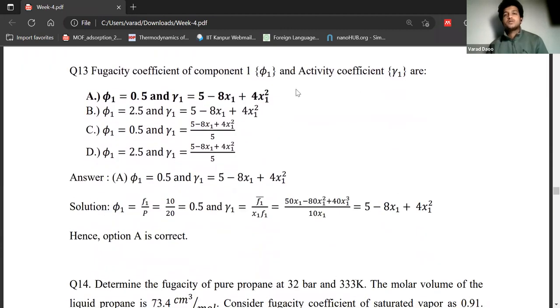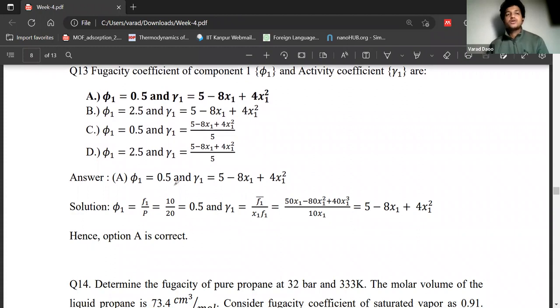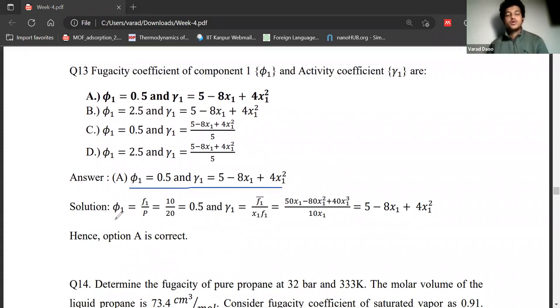Okay, so let me try to solve the question. What we have is this is the answer. So what is fugacity coefficient? It is nothing but the ratio of fugacity and pressure.